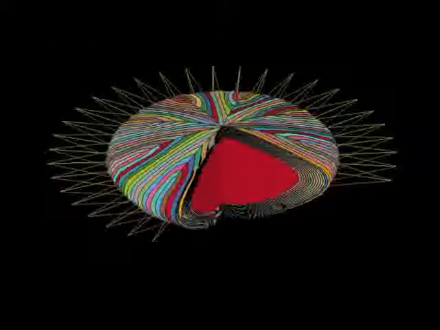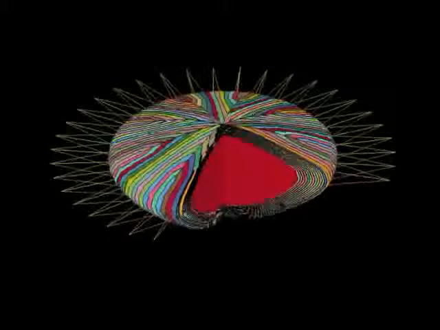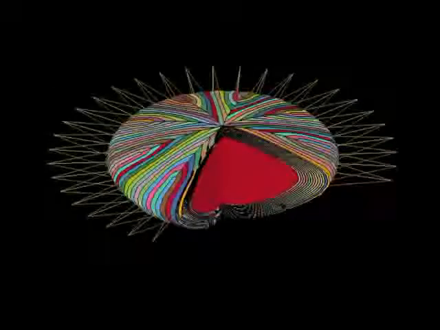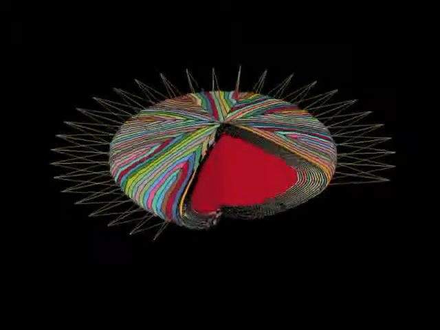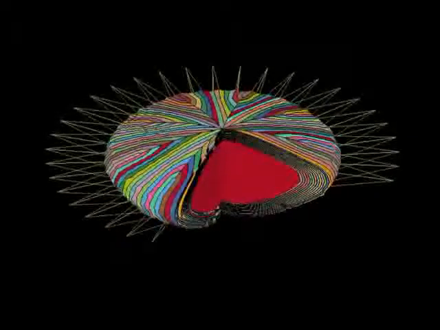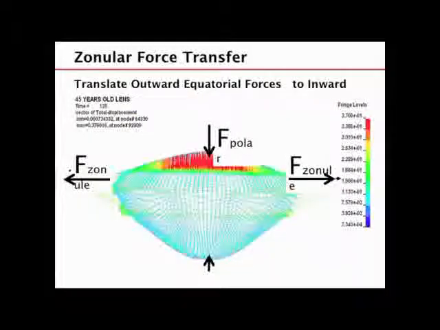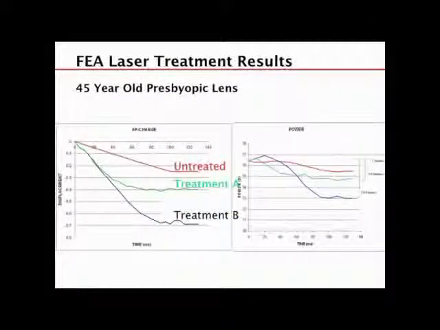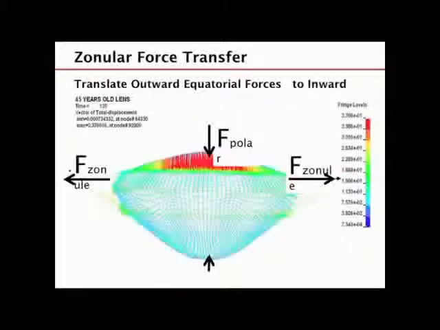We configured zonular connections and model forces pulling on the lens to disaccommodate the lens shape. We learned that outward equatorial zonular forces translate to inward polar forces to compress the lens. We showed that simulated laser treatments both increased the compression of the lens for the same zonular forces, but also could provide an optical power variation as well. This effect is highly algorithm dependent.